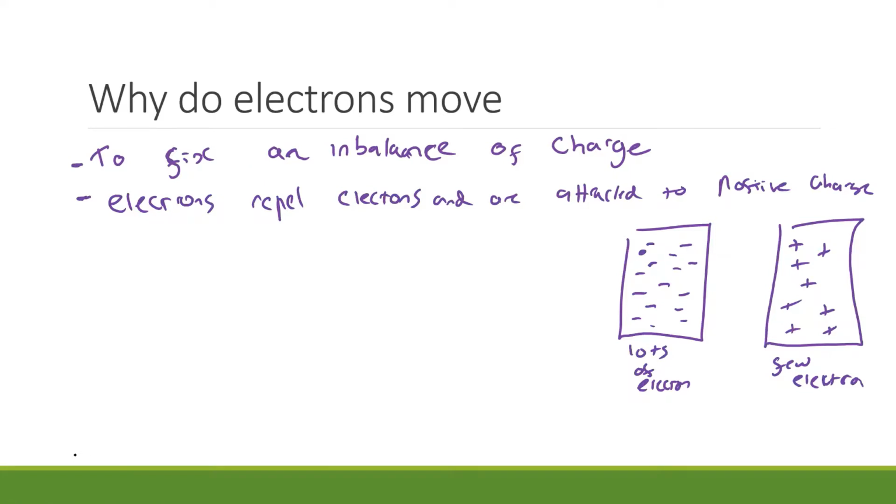What's going to happen is these electrons are going to jump over there. And as these electrons jump over there, there are going to be more electrons here, which is going to balance it out. This is going to end up with fewer electrons. And then overall, it's going to be balanced out. So the reason why electrons move in the first place is to fix an imbalance of charge.